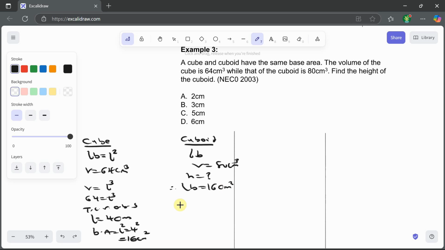So we know that the volume is equal to LBH. We're given the volume to be 80, so that will be 80 is equal to LB is 16 times H, and if I divide both sides by 16, my H would just be 5 centimeter, and that's option C.